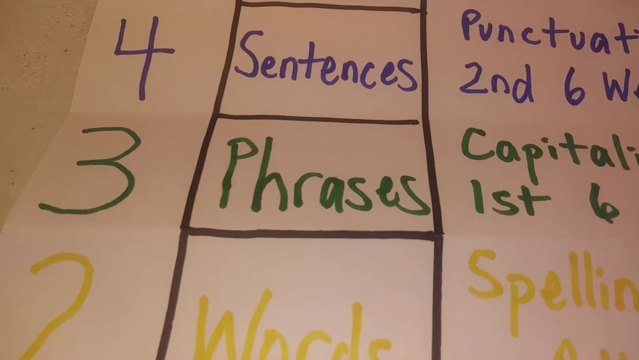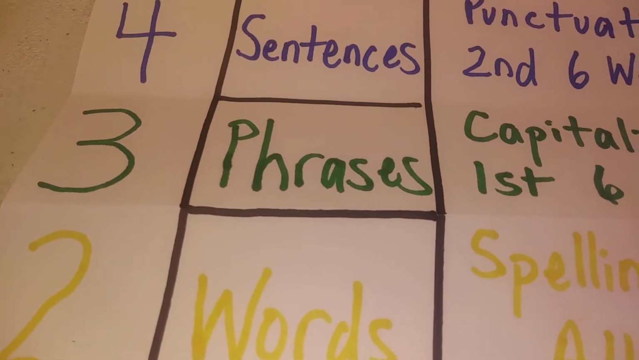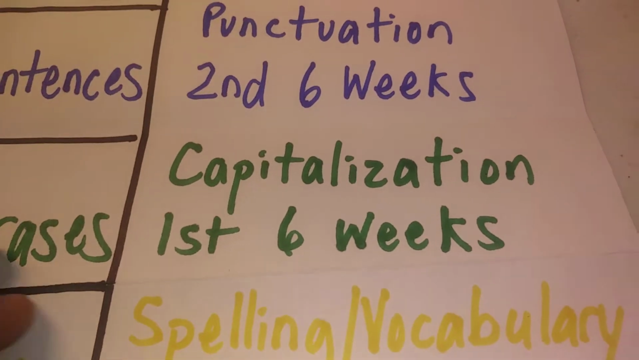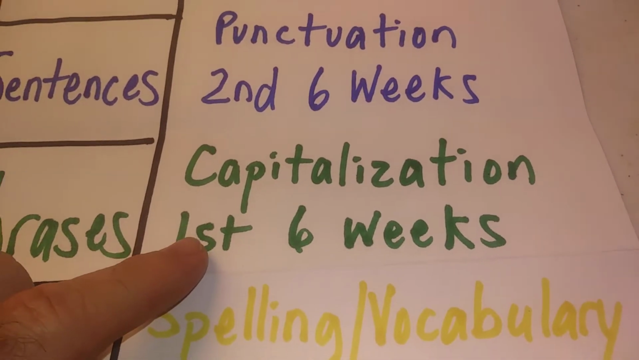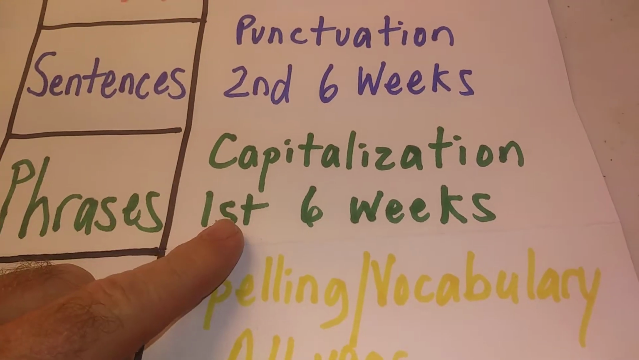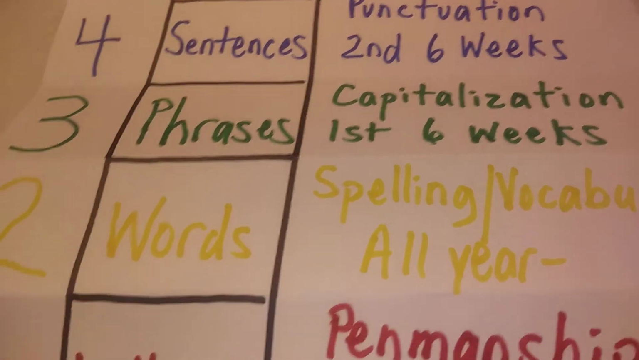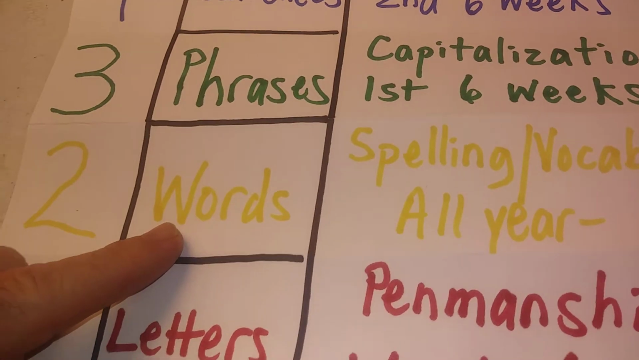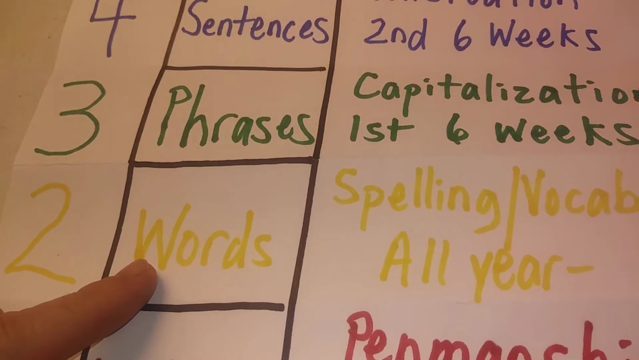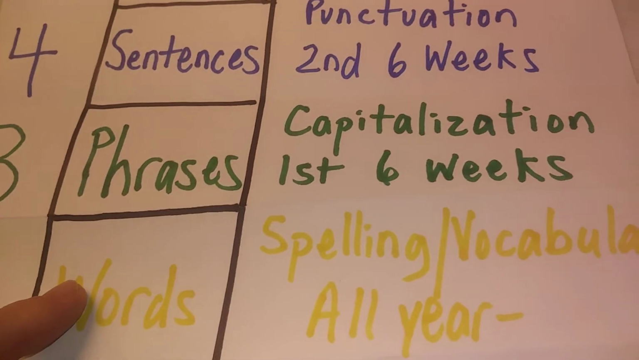Level 3 is when your kids are at the phrase level. And I'd recommend that during the first 6 weeks that you start covering all the rules of capitalization. Here's a suggestion that you would capitalize at the word level first, which is also the letter level. The pronoun I would probably be the first one that you would cover.